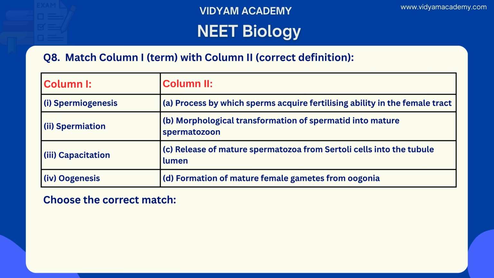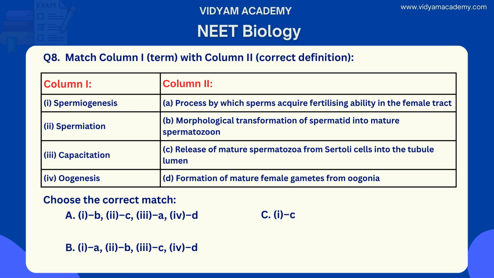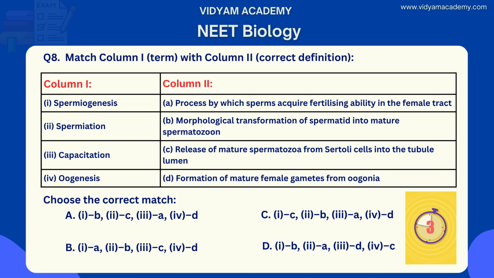So here the options are: Option A, 1B, 2C, 3A, 4D. Option B, 1A, 2B, 3C, 4D. Option C, 1C, 2B, 3A, 4D. Option D, 1B, 2A, 3D, 4C. What is the right answer? Would you guess the right answer?